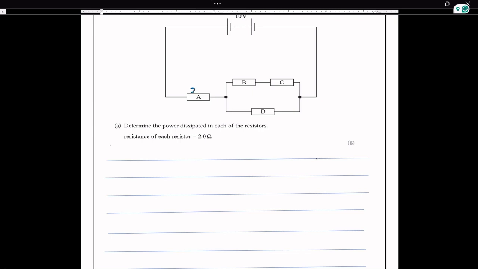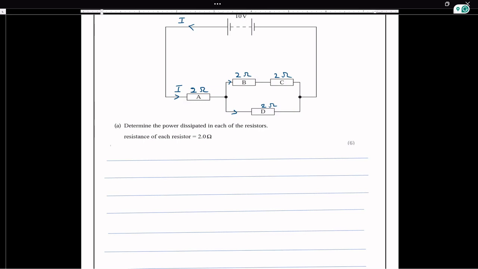So let us write the value here. This is 2 ohms, this is 2 ohms and this is also 2 ohms. All are 2 ohms. For the power dissipated in each resistor, definitely we have to know the current or the voltage. So let us calculate the circuit current. This is the circuit current I. The same current is flowing here, but here it branches into two other values.